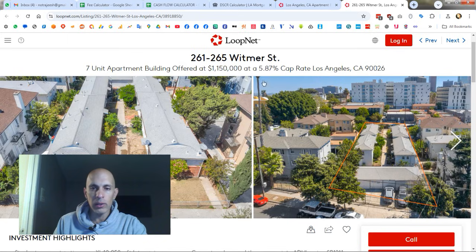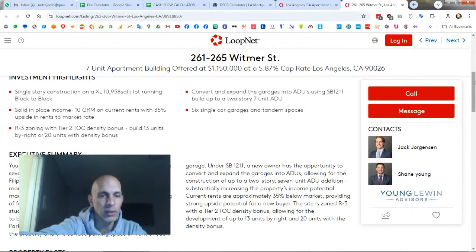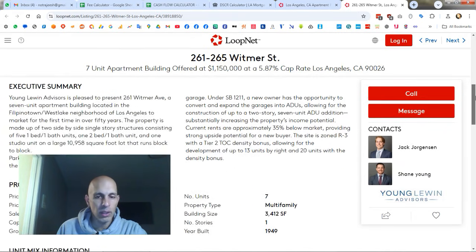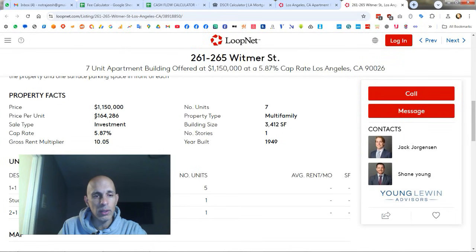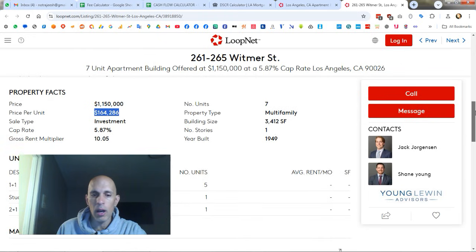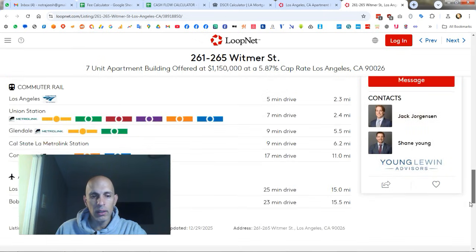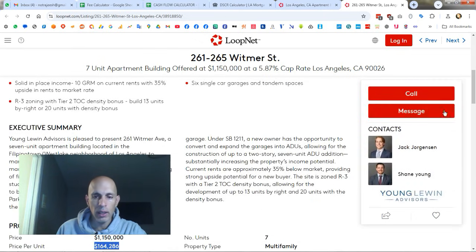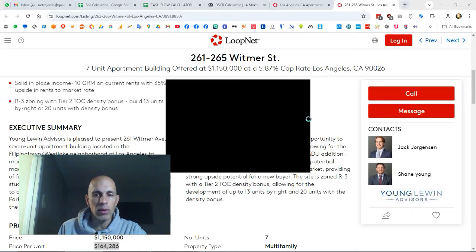So we are going to try and figure out the NOI as well as gross rents. Here we have a 10 gross rent multiplier, which is pretty good. Price per unit, so there might be some upside turning these into condos as well. There are a total of 7 units. I'm wondering if they just tell us what the NOI is. It does not. So we're going to have to do some math and figure this out for ourselves.